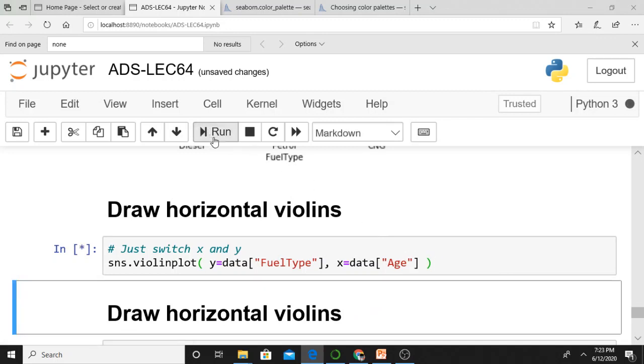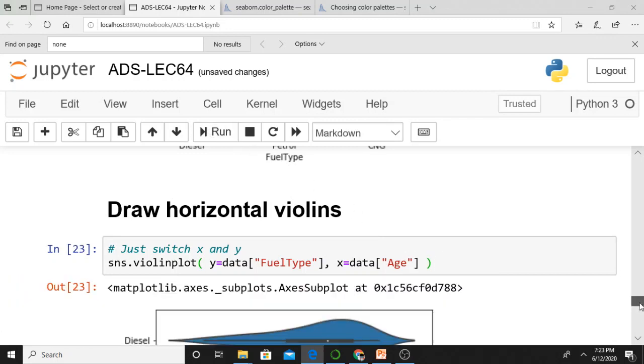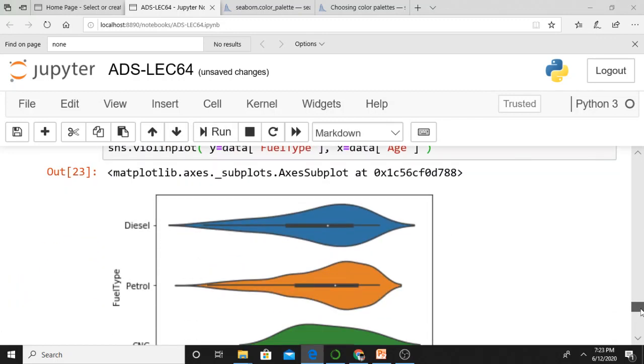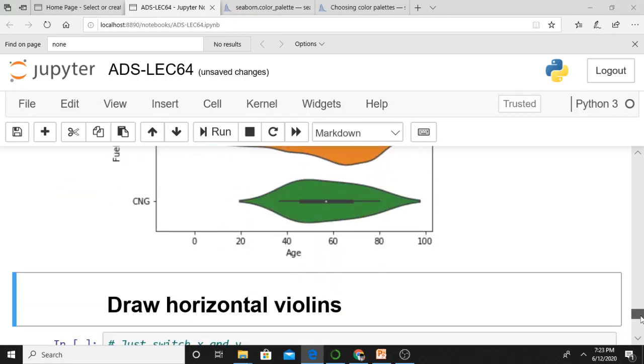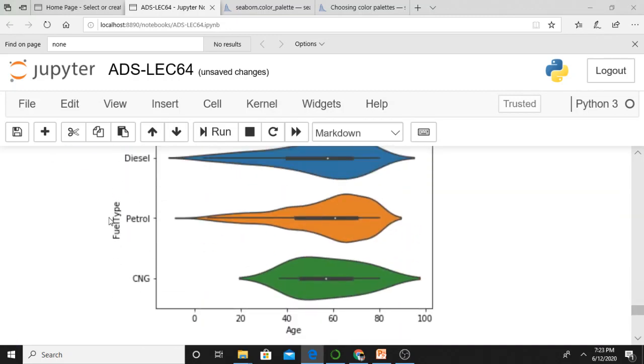Certainly you can understand. You can even draw horizontal violins. This is a horizontal violin. Why? Because I am taking a categorical variable on the y-axis. Fuel type is a categorical variable whose categories are diesel, petrol, and CNG, and a numerical variable on the x-axis. In such a case, you will get horizontal violins.